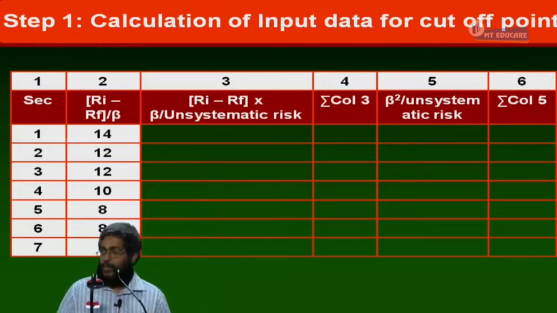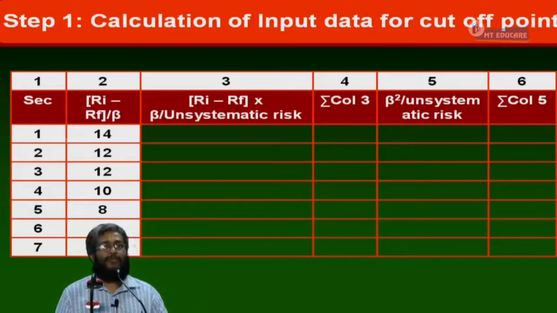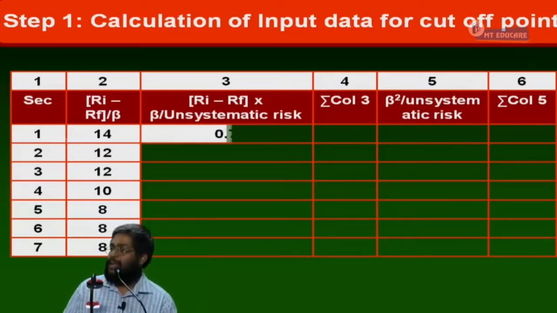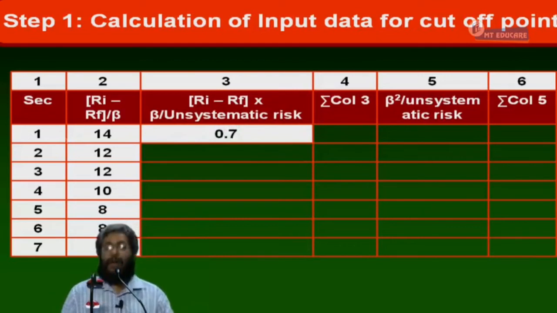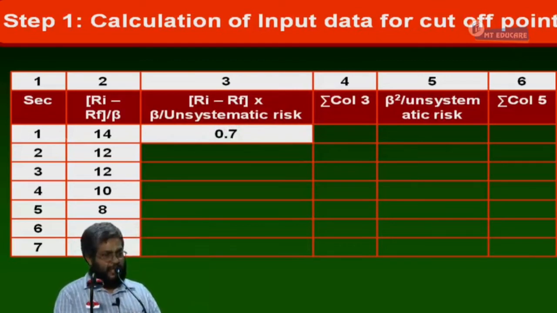Security 1. What is RI minus RF? 14. Into beta, which is 1, divided by unsystematic risk, 20. Right or not? Very simple: third column into fourth column divided by the fifth column. It is there in the question. Tell me, 14 into 1 divided by 20. What is the number here? 0.7. Now you tell me for two more securities, then I'll put in everything.